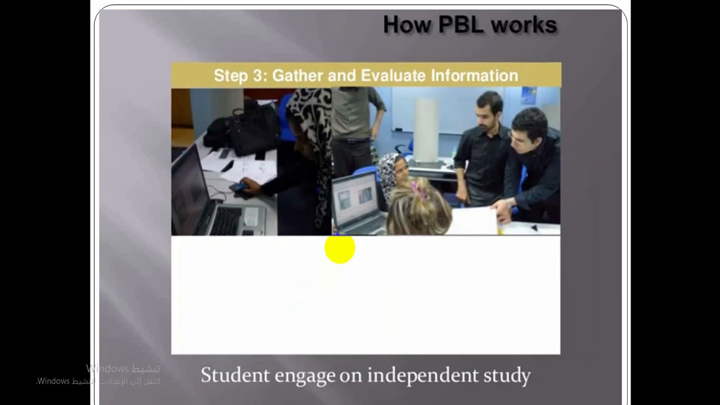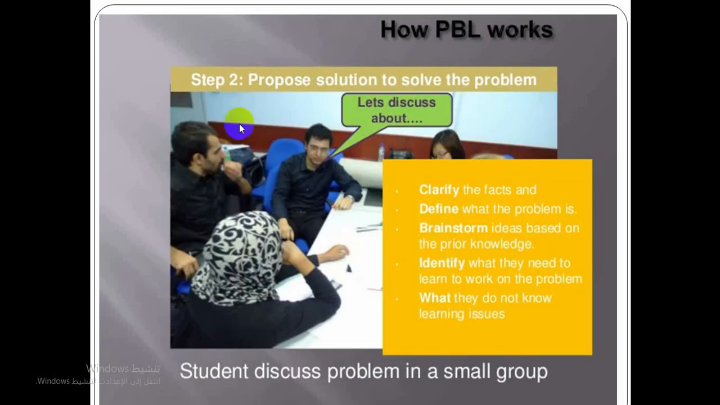For example, as you see here in the picture, the chair of the group says let's discuss this, or the teacher maybe gives hints about that. The leader of the group, the chair, says let's discuss about this.